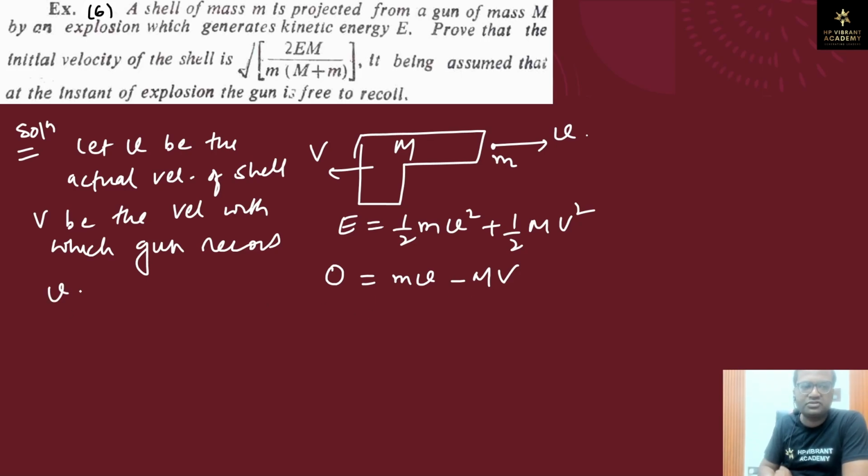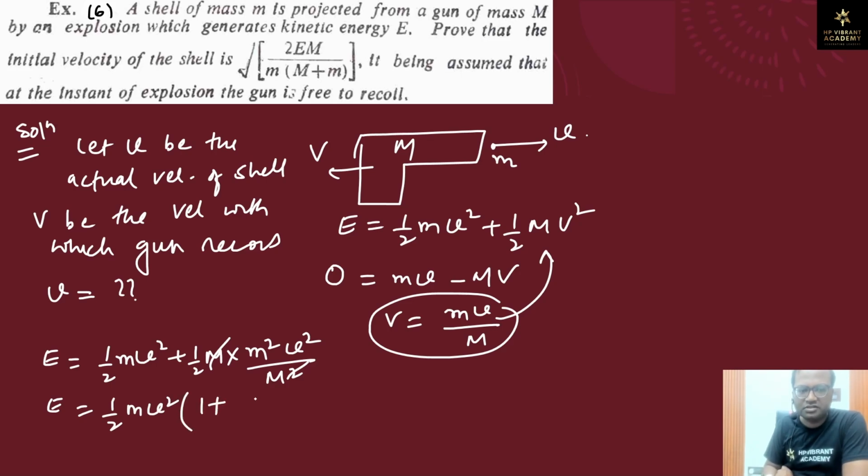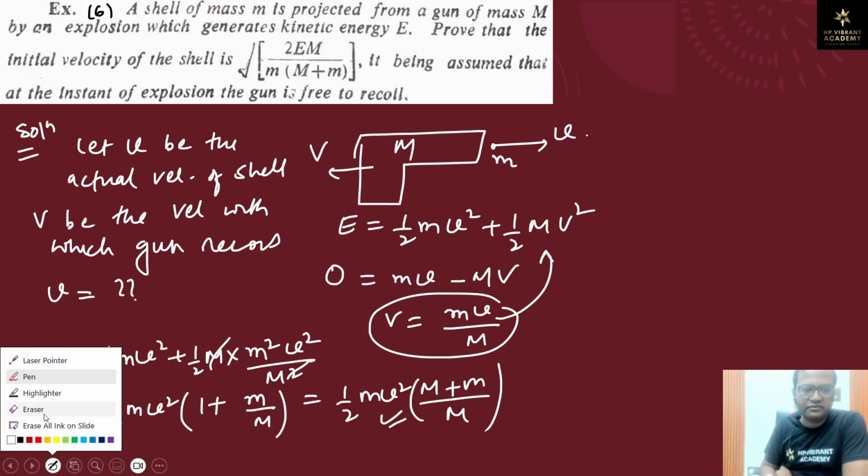So we have to find the initial velocity of the shell. Let us find capital V here, which is m small v upon capital M. This we can place in this expression. So we have E is equal to half mv square plus half capital M into m square small v square upon M square. This gets cancelled. So we have E is equal to half mv square into 1 plus small m upon capital M. Okay, so this is equal to half mv square into capital M plus small m upon capital M. Let us find the small v.